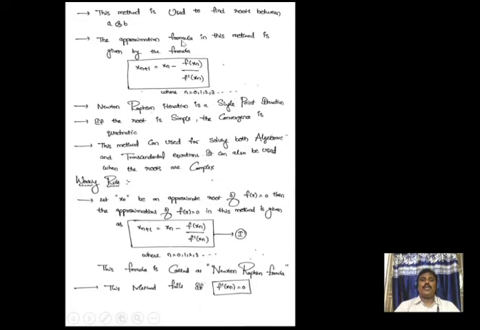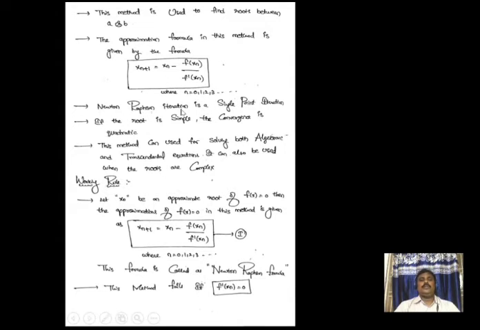The formula for the Newton-Raphson method is x(n+1) equals xn minus f of xn by f dash of xn. This formula is asked many times. So what is the formula for the Newton-Raphson method? Simply, we write x(n+1) equals xn minus f of xn by f dash of xn, where n takes the values 0, 1, 2, 3 and so on. If you put n equal to 0, we get the first approximation, that is x1. If you put n equal to 1, we get the second approximation and so on.